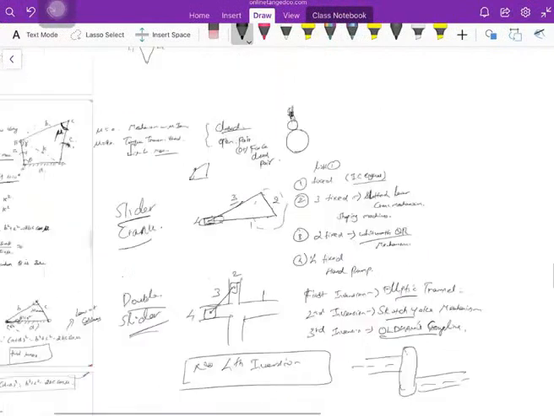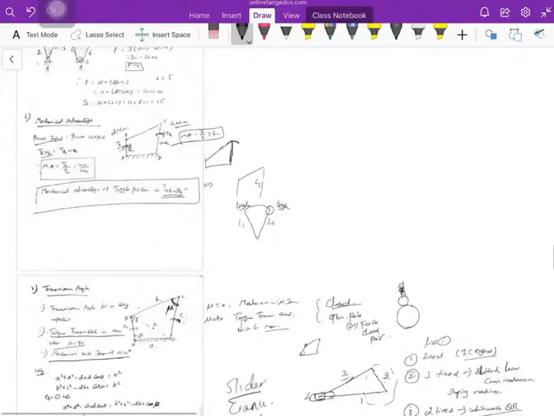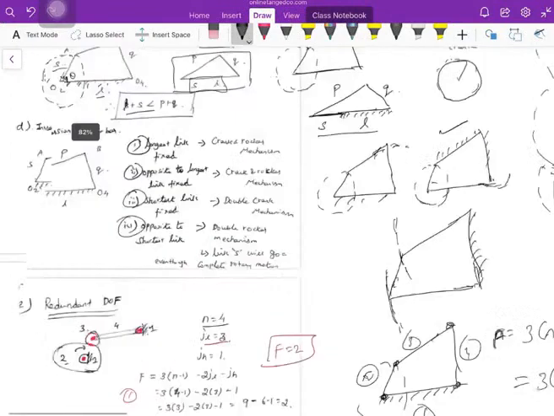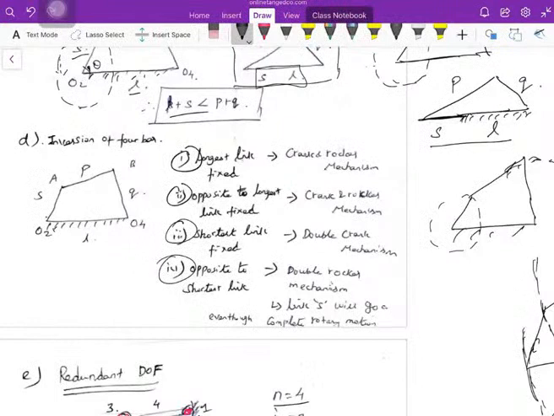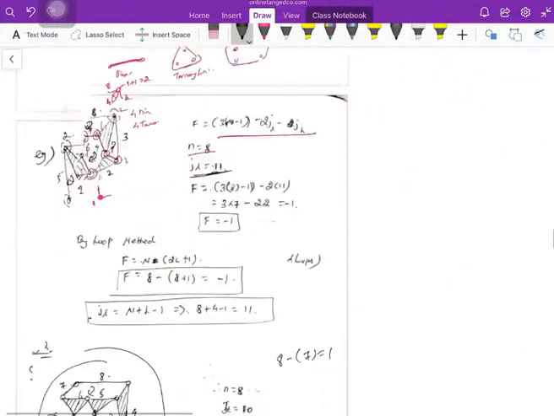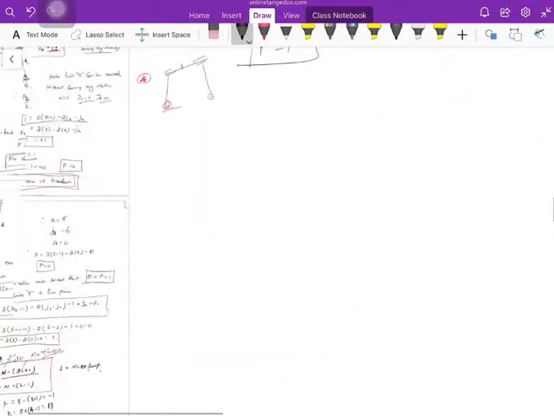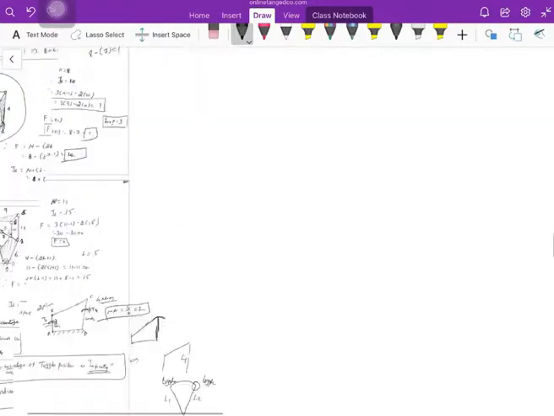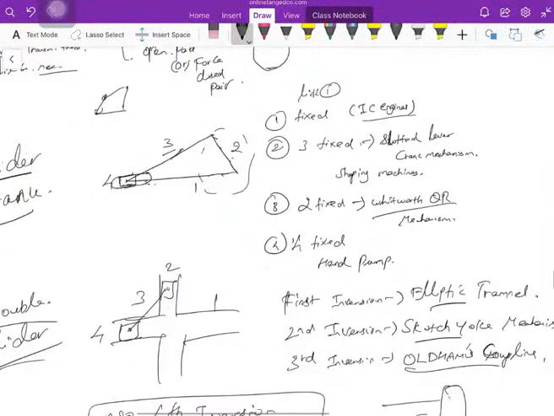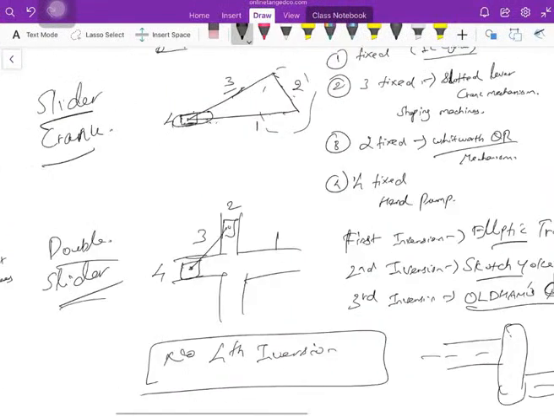Similar to the 4-bar mechanism, if I fix each and every link, I get the corresponding mechanisms. 4 inversions are there. Similarly, this is the inversions of 4-bar. The slider crank has 4 mechanisms. By fixing each and every link, I get different mechanisms. Similarly, this is the double slider.